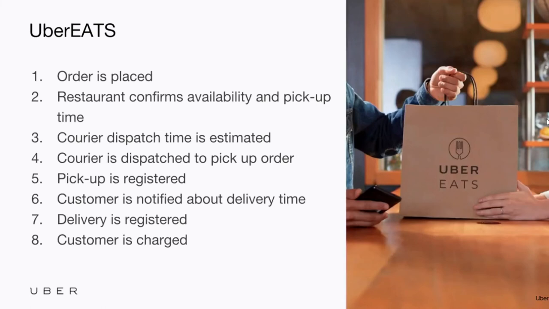In their case, they describe their order fulfillment process. That's basically food delivery. First they place an order. The order gets picked up from the restaurant. Some dispatch time is estimated. Then an Uber driver is dispatched. Food is picked up and delivered. Finally, money exchanges hands. And at the end, the client gets their food.